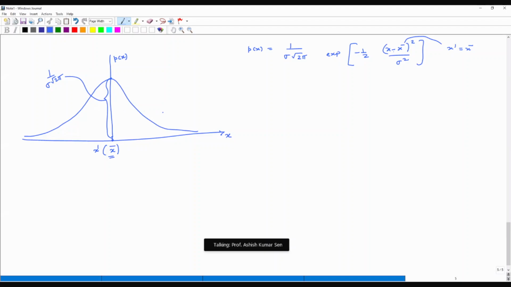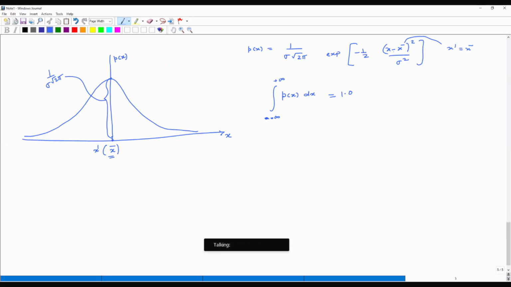And if I want to know the entire area under this curve, I would write the integral of P(x) dx from minus infinity to plus infinity, and it should give me 1.